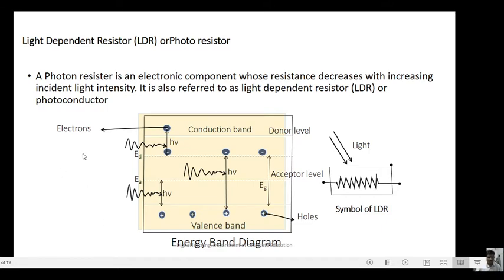So here negative represents the electrons, and here positive represents the holes. Acceptor level symbol, here the acceptor level. Here Eg represents the energy gap. When light falls on the material, the material absorbs the incident light, and the electrons from the valence band jump into the conduction band.